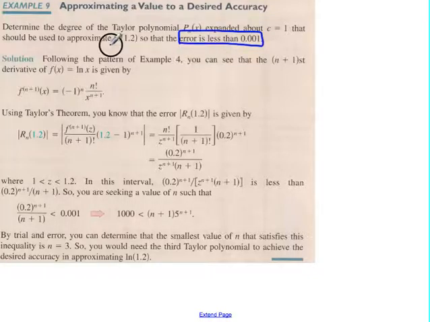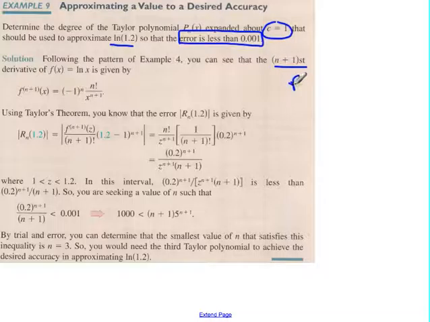So this time we're going to do it with the natural log of 1.2, and we're going to expand it, of course, about 1 to get there. Okay? So first it says, think about the n+1 derivative of natural log of x. So they're saying here it is. Should we look at that real quick?